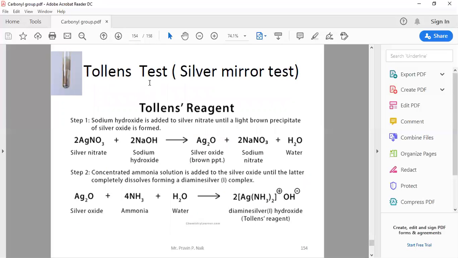The next test is the Tollens test, also called the silver mirror test. From the name itself, you can see in the diagram there is a deposition of particles on the inner surface of the test tube, which looks like a mirror, and therefore it is called silver mirror. This deposition is of silver. Now, how is the Tollens reagent formed? Silver nitrate reacts with sodium hydroxide and forms silver oxide, sodium nitrate and water. This silver oxide is further reacted with ammonia to give the Tollens reagent. So what is Tollens reagent? It is diamine silver hydroxide.